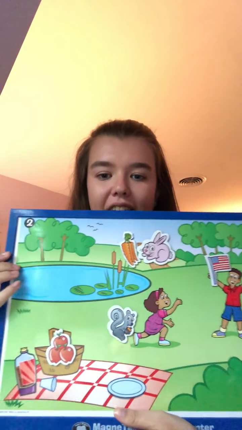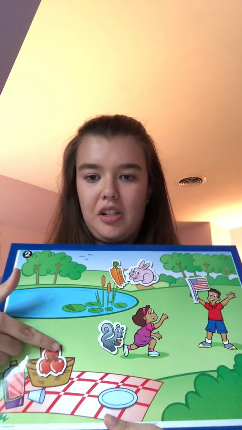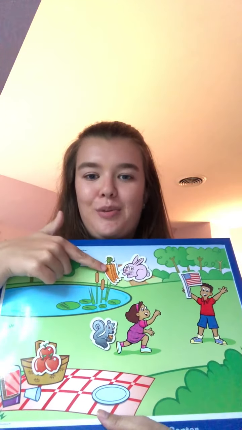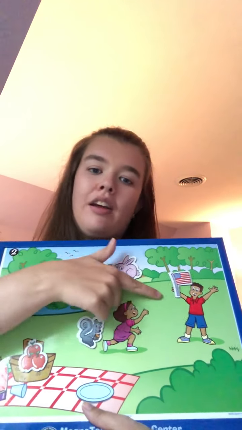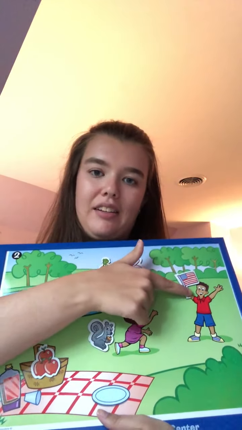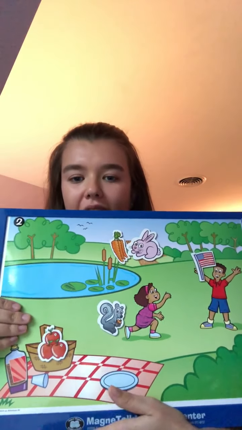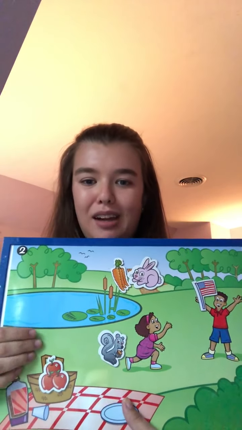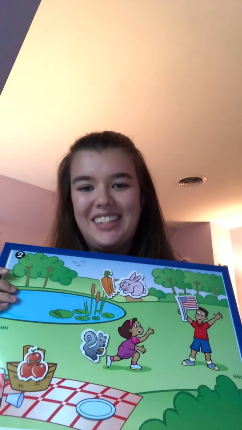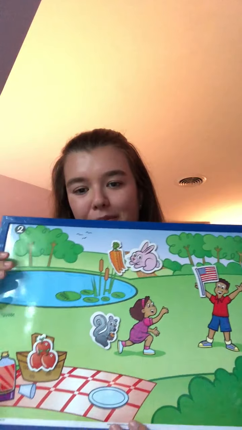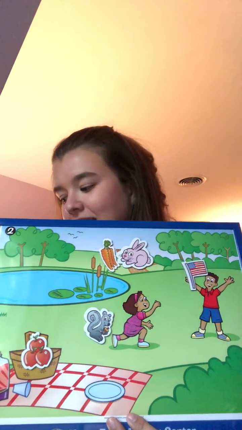So here is my finished picture scene. I have all the things I said. So we talked about putting the apple in the basket, the squirrel on the grass next to the girl, the bunny's on the hiking trail with the carrots in front of her, and the flag is in the boy's hand. So I would, if I was playing with somebody else, look at both of our picture scenes and compare them to see if we had the same objects in the same place.